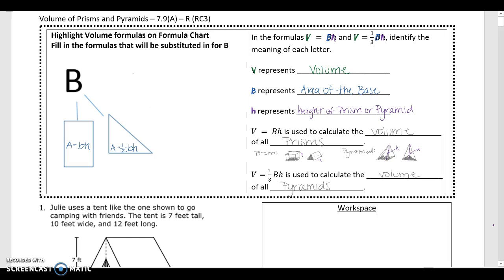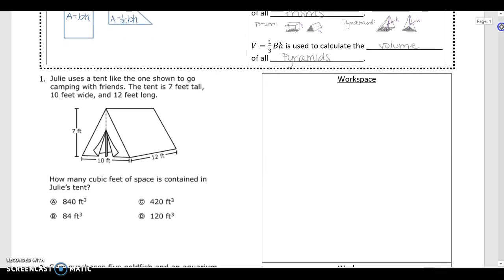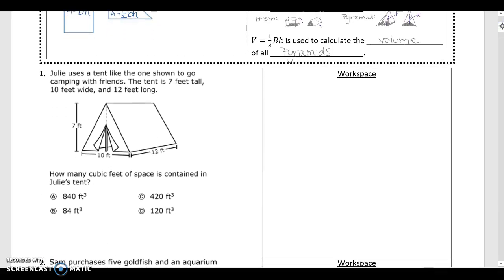All right, so now that we've gone over our notes, let's go ahead and take a look at a few practice problems. So we're going to start with number 1 together. Okay, number 1 says, Julie uses a tent like the one shown to go camping with friends. The tent is 7 feet tall, 10 feet wide, and 12 feet long. How many cubic feet of space is contained in the tent? So cubic feet means it's asking us for volume, okay?